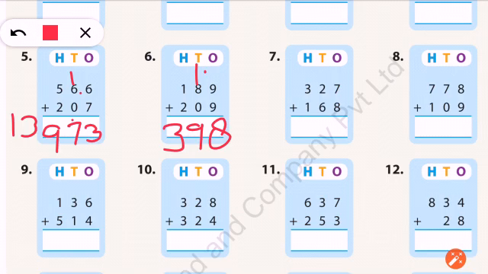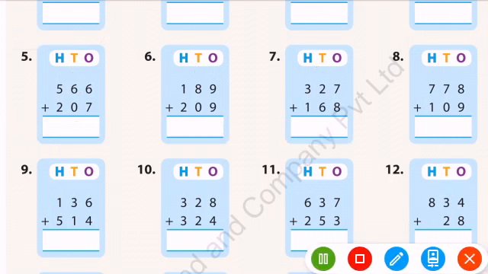7 plus 8, count on your fingers: 7, 8, 9, 10, 11, 12, 13, 14, 15. So the answer will be 15. 5 here and 1 will be carried. So 6 plus 2 is 8. 8 plus 1 is 9. 3 plus 1 is 4. Okay, so for these questions just practice more and more.